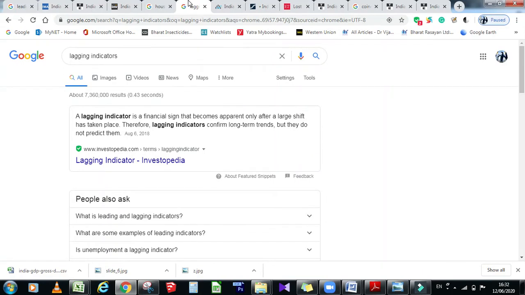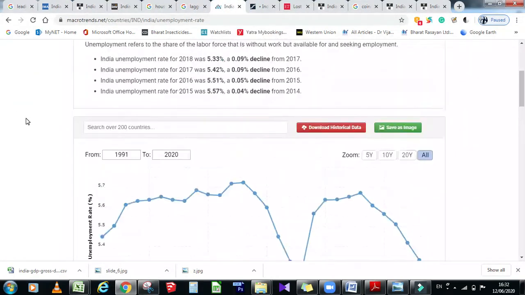Lagging indicator. A lagging indicator is a financial indicator that becomes apparent only after the shift has taken place. So some direction has already been set. This confirms the long trends, but they do not predict them. This confirms the change has already happened. But that doesn't mean this is going to continue in the future. It only confirms what the leading indicators are showing. One type of lagging indicator is the unemployment rate.